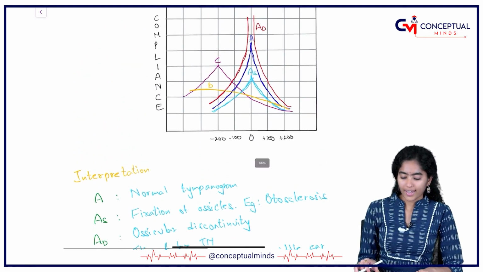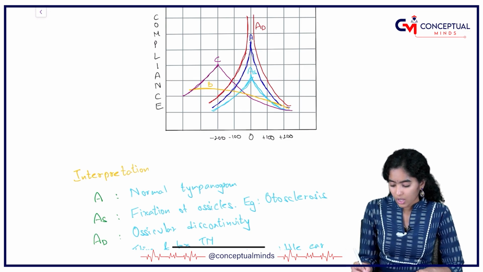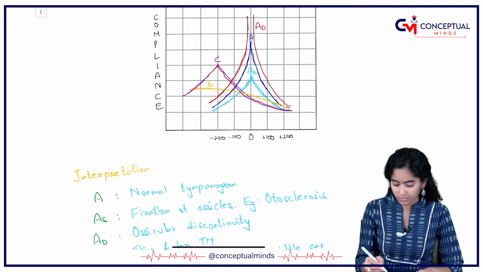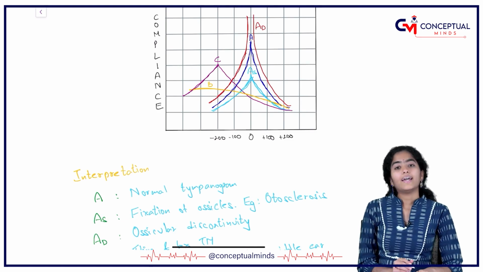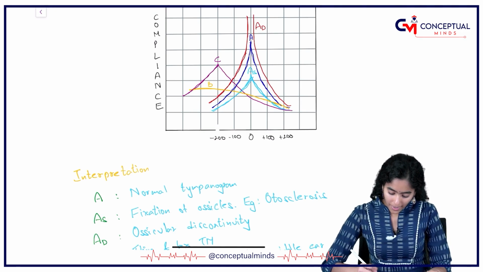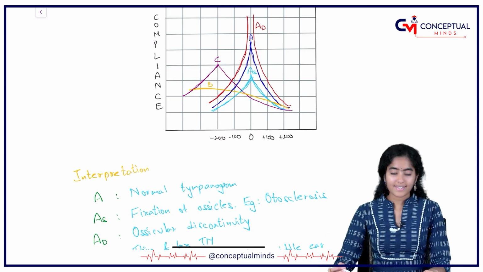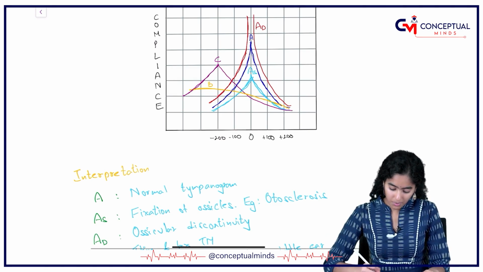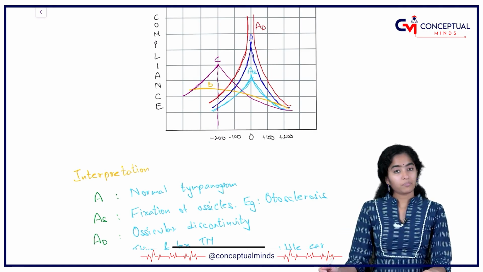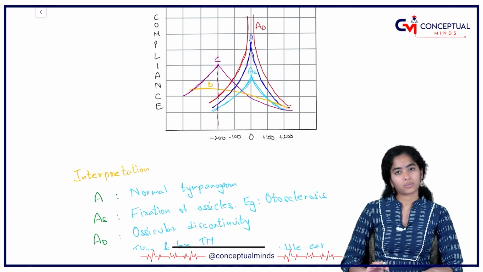Then we have something called a C type graph. This is a C type graph. What is the feature of the C type graph? It is attaining its peak. Maximum compliance is seen at minus pressure. In C type graph, you see the maximum compliance is attained at minus 200. A type graph is attaining at normal ambient pressure. This is attaining at a negative pressure.